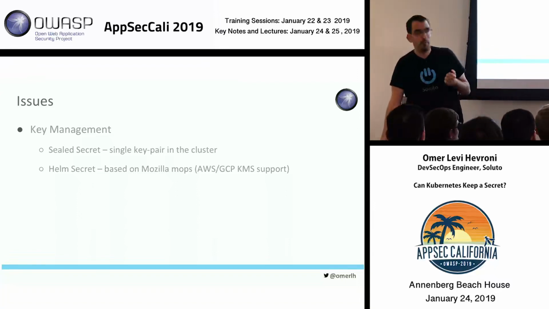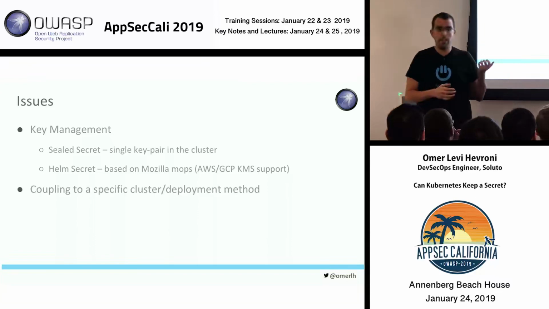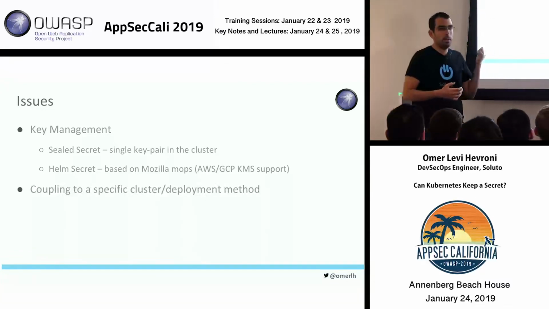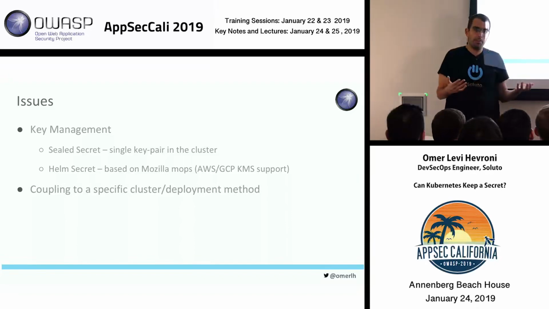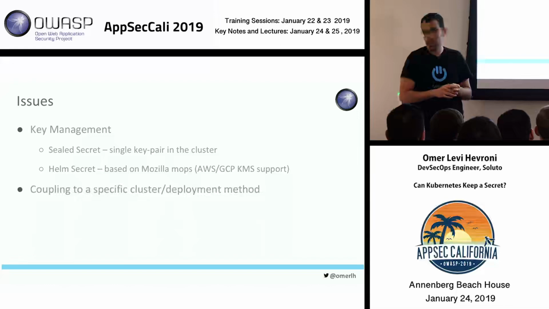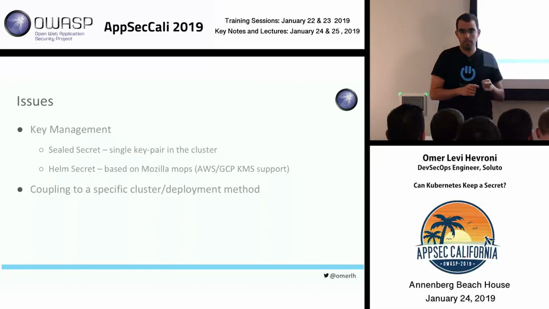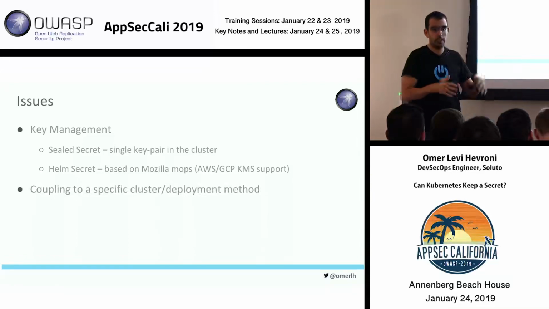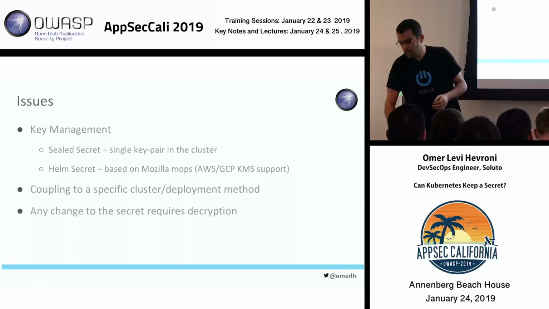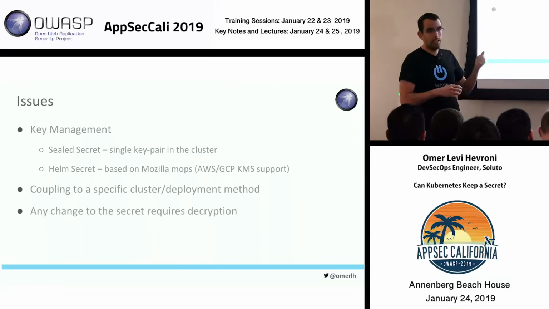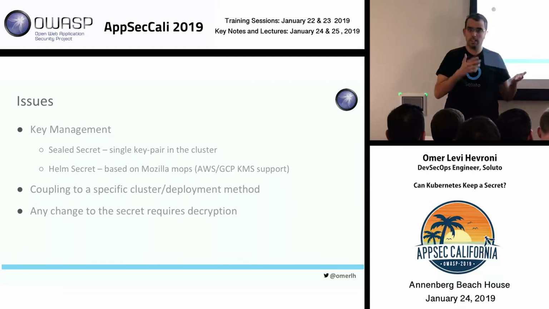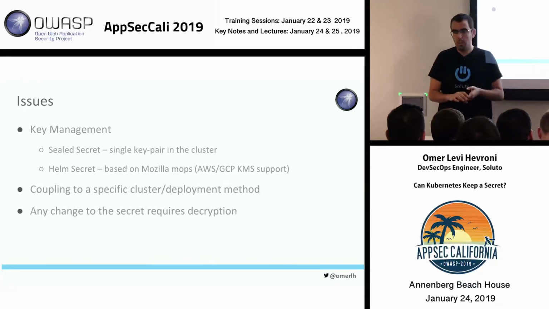But it's also important to talk about coupling. SealedSecret has coupling to a specific cluster. So if you have multiple clusters like us for redundancy, you need to start syncing keys between clusters. Not fun. And Helm secret is even worse because it's coupling to a specific way of deployment. If I move from Helm to Pulumi, for example, I need to switch the entire way of encrypting. Not fun. And finally, and this is specifically true for Helm secret, in Helm, anytime you want to change a secret, you need to decrypt the entire file. It's really hard to do one-way encryption.